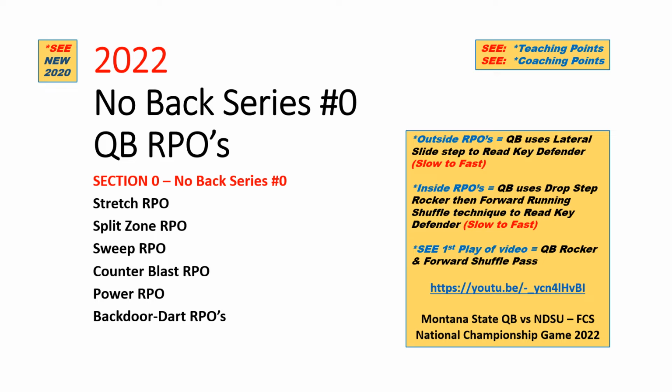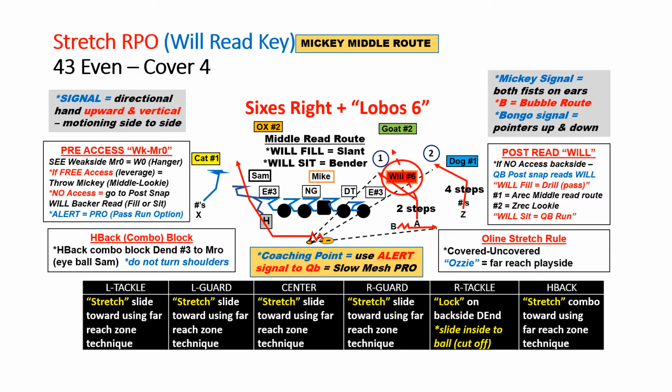Let's take a look. All right, here's an example of us running our stretch RPO from a no-back set. We like to use what we call our sixes formation. That gets us with our B back to our A and our Z side, giving us a 3-by-2 formation. You can see a couple things here that'll happen. The B receiver will run a bubble route all the time, and the rest of the players are just running their core RPO concept.